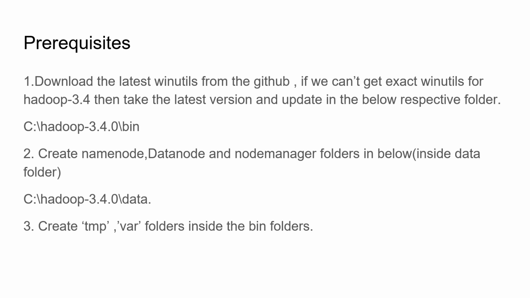Okay, here another prerequisite is to download and install WinUtils. So download the latest WinUtils file. Make sure it is compatible with Hadoop 3.4 or use the latest version available. Place WinUtils: copy the winutils.exe file to the bin folder of your Hadoop installation.